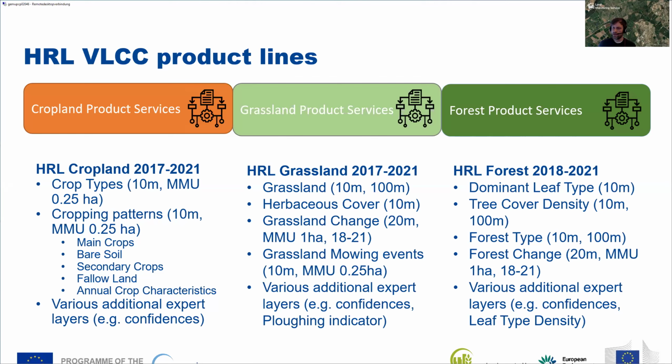Those two main status layers are used as input to produce the forest type product, available in 10-meter and in 100-meter, which follows the FAO definition of forests. Besides that, there's also the forest change product in 20-meter with an MMU of 1 hectare, showing the forest changes in the map timeframe from 2018 to 2021.